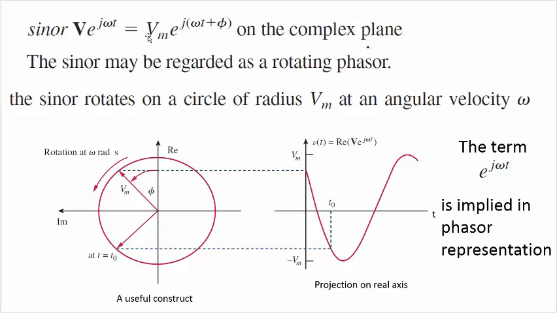So that equals V max e to the j omega t plus the phase, in complex space. This phasor, this thing right here, is really regarded as a rotating phasor. And the picture down here below is a really useful construct for us. We see that the magnitude, the V peak, Vm right here, is the magnitude of this vector. And this vector is rotating around in a counterclockwise fashion at an angular rate of omega radians per second.